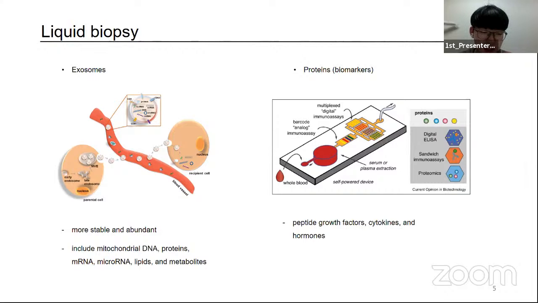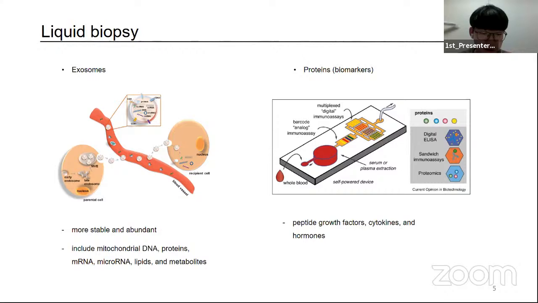Also, exosomes are present in circulation at early stages of cancers, so exosomes have potential as a cancer biomarker. However, current techniques for isolating exosomes require extensive purification steps, are laborious, and do not yield high purities. Next, tumor cells secrete abnormal levels of peptide growth factors, cytokines, and hormones that can be used as cancer biomarkers. Thus, it is critical to measure panels of proteins in parallel from a few microliters of whole blood.